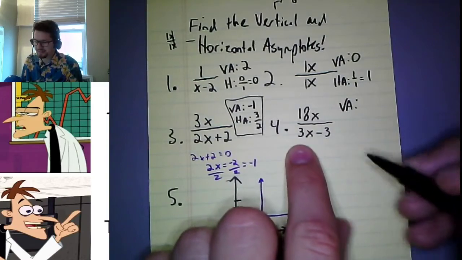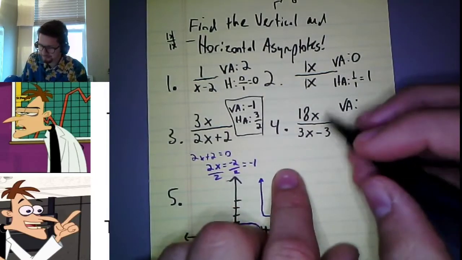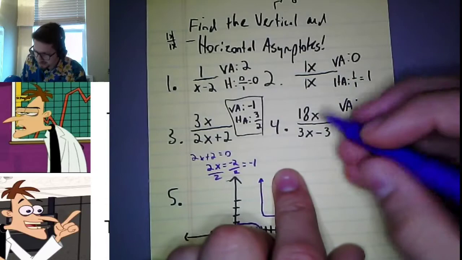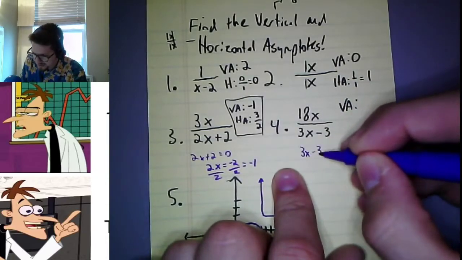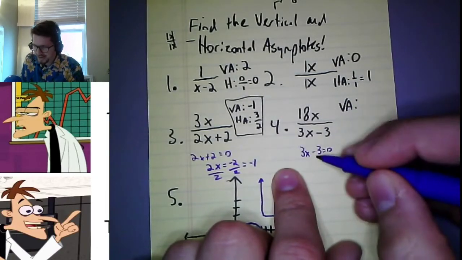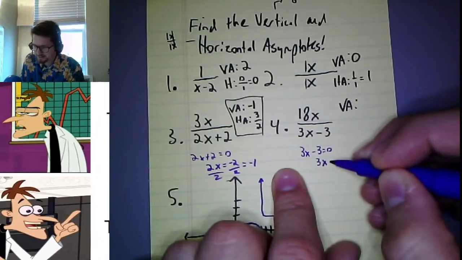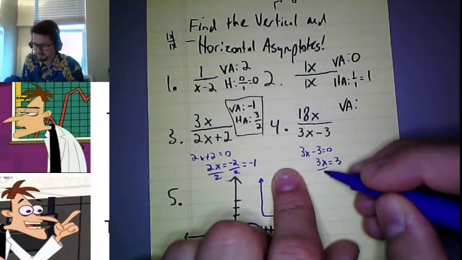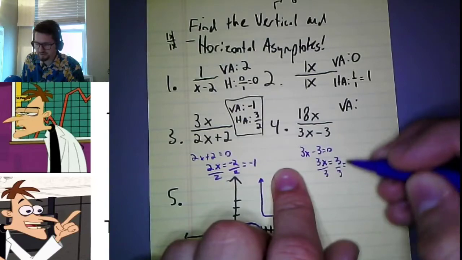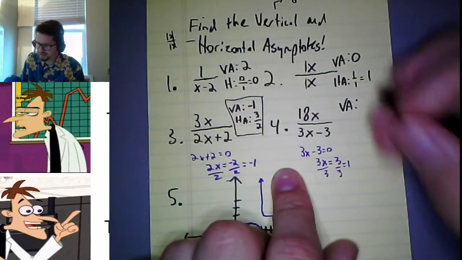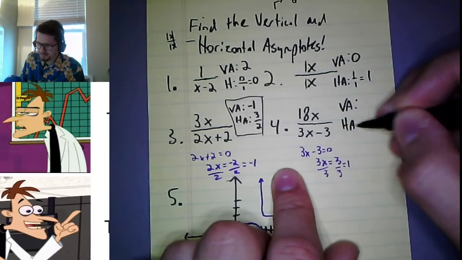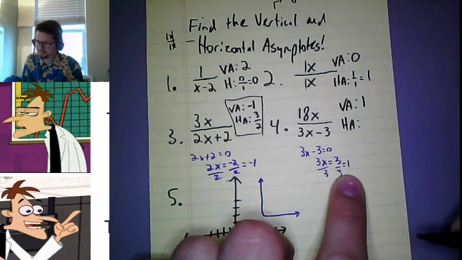Over here, my vertical asymptote. 3 times what minus 3 gives me 0. Again, for the more complicated ones, I'd recommend writing it out. 3x minus 3 equals 0. Add 3 to both sides, I get 3x equals 3. Both sides divided by 3. 3 over 3 gives me 1. So my vertical asymptote here is 1.